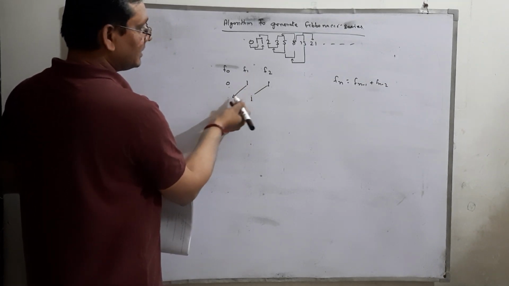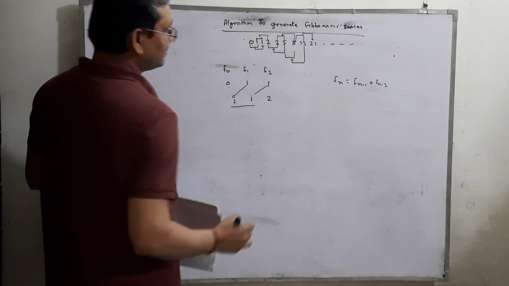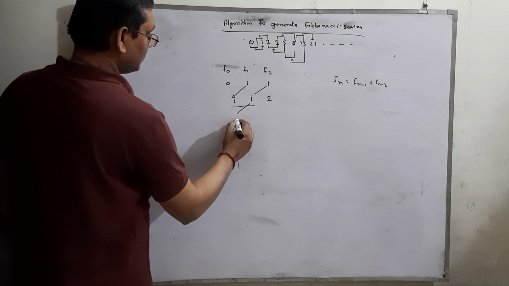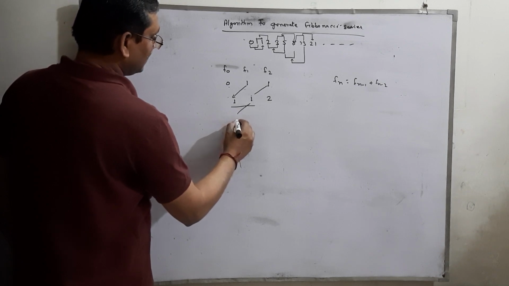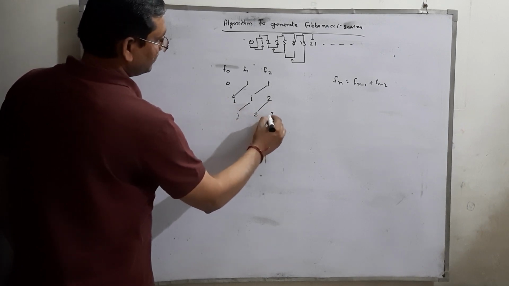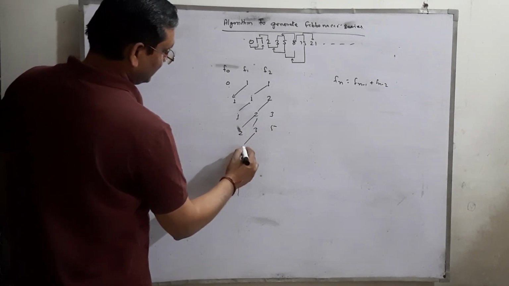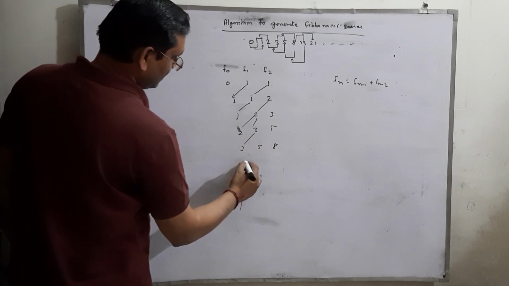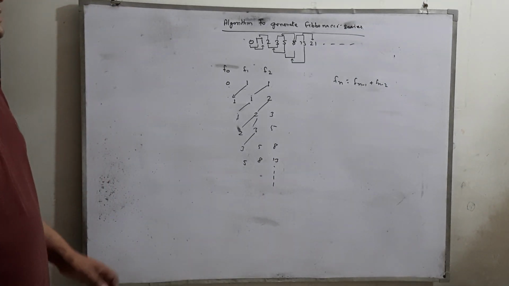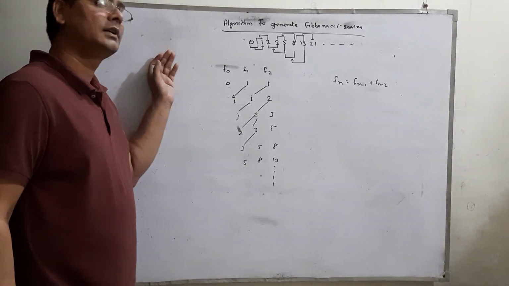F1's value will come into F0 and F2's value into F1. Again we'll add these and we'll get 2. In the same way, F0 is changed by F1, then F2: 3, 2, 3, 5, 3, 5, 8, 5, 8, 13, and so on. You have to write the algorithm and flowchart for this program.